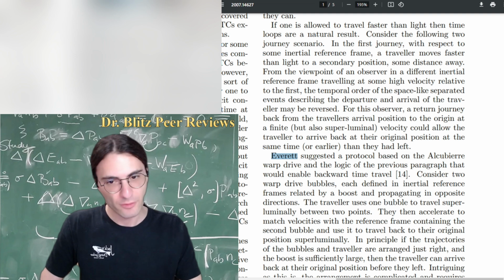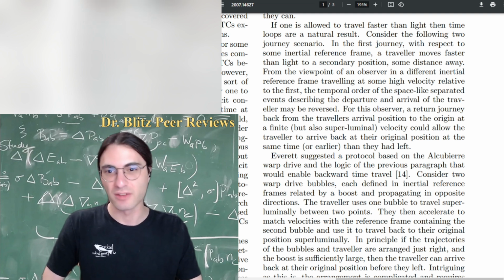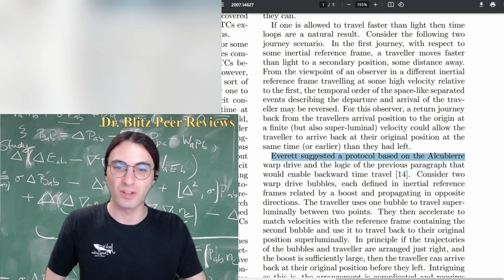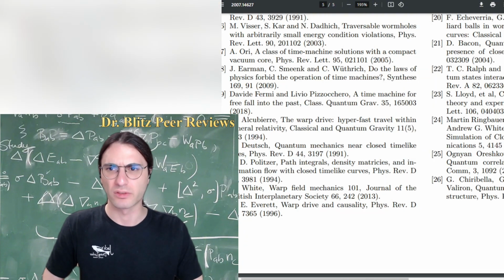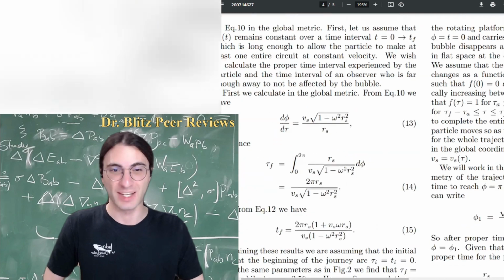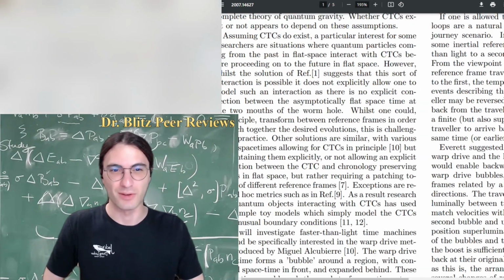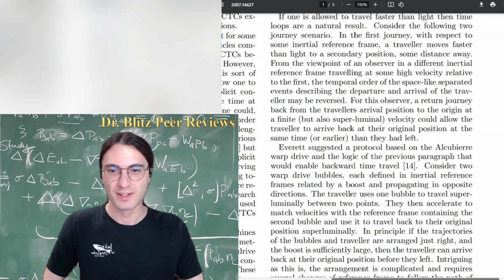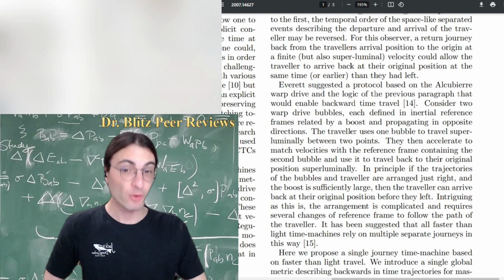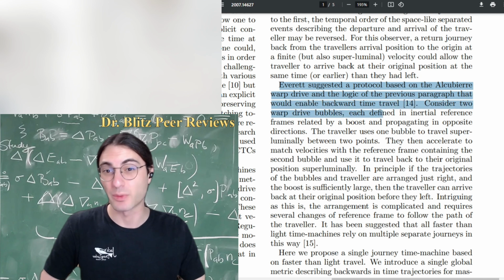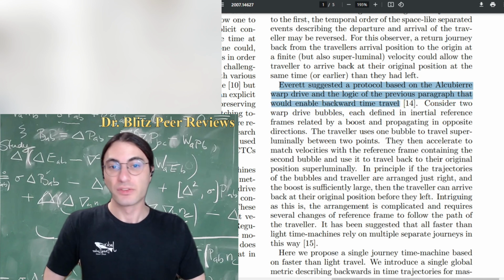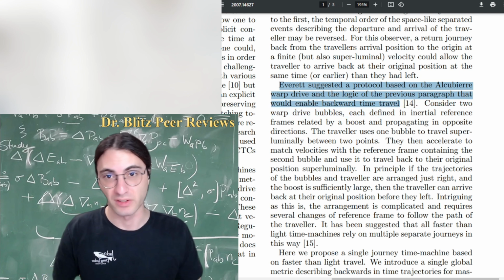Everett of Hugh Everett fame, interestingly enough. Everett suggested a protocol based on the Alcubierre warp. I think that's Hugh Everett. I'm curious. Different Everett, actually. Different Everett, not Hugh Everett. Not the many worlds Everett. Everett suggested a protocol based on the Alcubierre warp drive and the logic of the previous paragraph that would enable backward time travel. So they're going to walk us through their explanation. Let's see what it says.